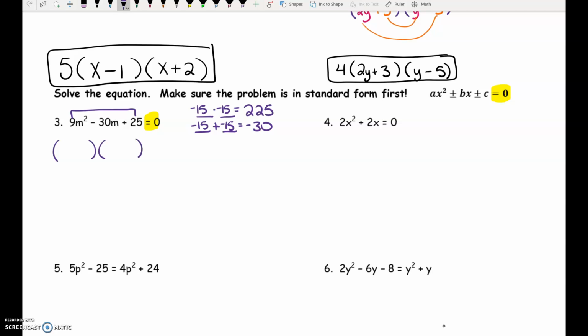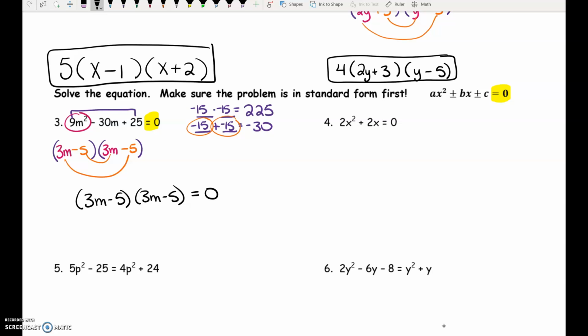And I said to another class, it's not really truly guess and check. It's kind of like educated guess and check. So I'm going to do 3m and 3m. I'm choosing to do 3m because both of these numbers are 15. So I'm not going to get 15 from 9 times something. I'm probably going to get 15 by doing 3 times something. So 3m times what is negative 15? Negative 5. 3m, that one also has to be negative 5. So our final factored form is 3m minus 5 times 3m minus 5 equals 0.